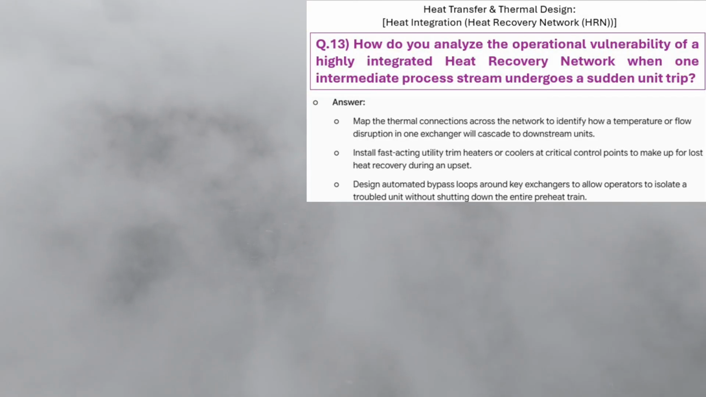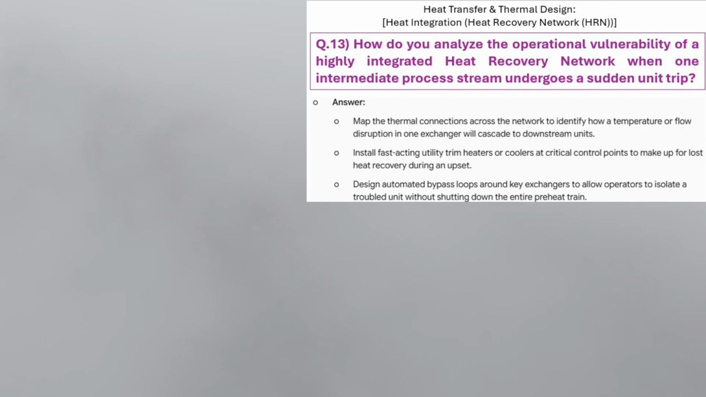Give me a precise cascade scenario and your engineered mitigation strategy. Consider a heavily integrated crude preheat train that loses a hot kerosene run downstream due to a pump failure. The sudden loss cascades, dropping the final crude feed temperature entering the main atmospheric furnace by 35 degrees Celsius. The fired heater control loop cannot handle that ramp rate. Exactly. The distillation column loses its flash zone temperature and dumps valuable product to slop.